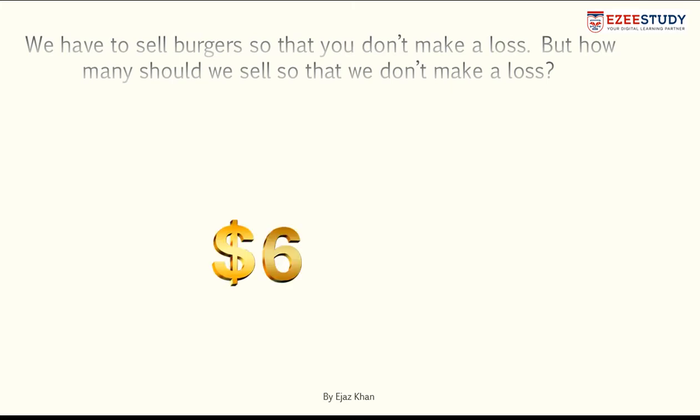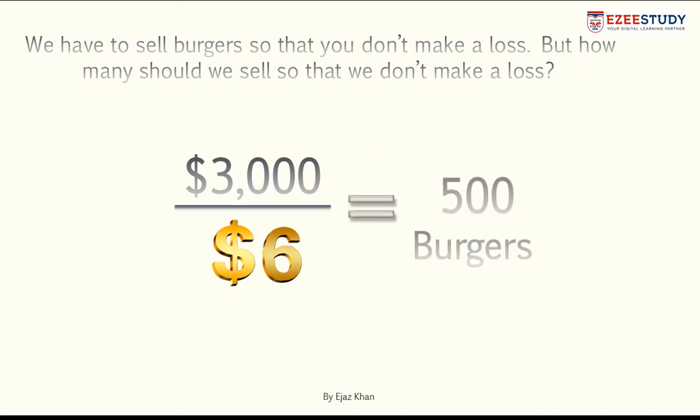So you see that we save $6 from each burger and the rent is $3,000. How many burgers we will be needing in order to generate these $3,000 so that we can cover the fixed cost? So we need 500 burgers to cover our fixed cost, which is $3,000. And if we are able to sell these 500 burgers, we'll be able to generate $3,000 and we won't be making any loss as we will be covering all of our costs.